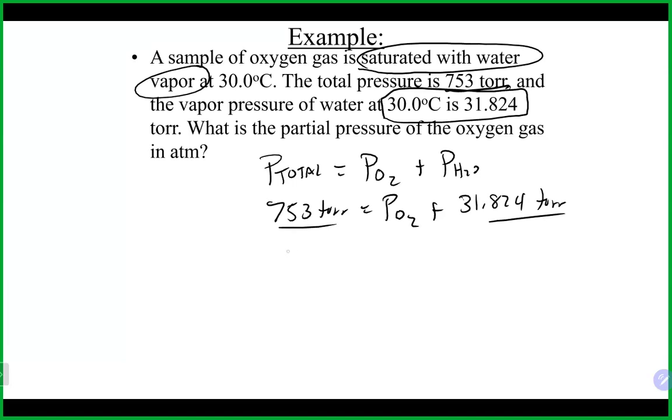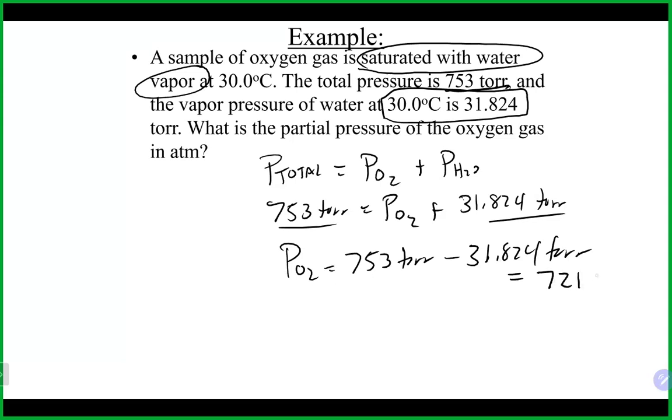At this point, the partial pressure of oxygen would be just a subtraction situation. Total pressure minus the vapor pressure of water. And that's going to give us here 753 minus 31.824. Going to get us here 721 torr. They did want the answer in atmospheres, right?